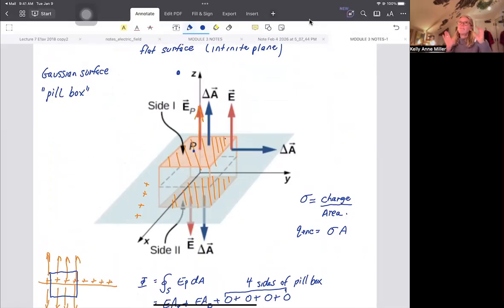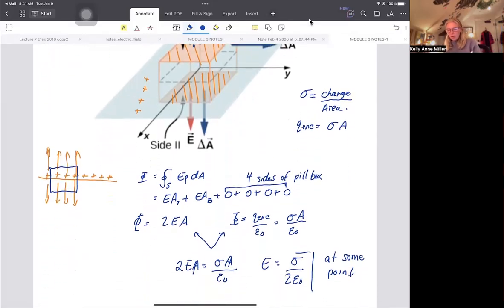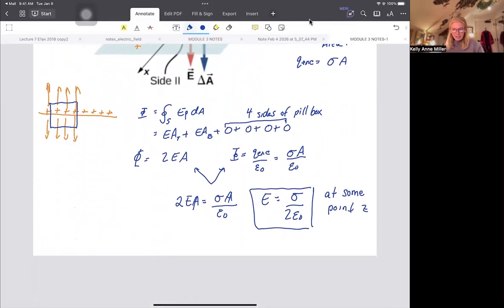We talked a little bit about this in the tutorial last week, but because it's an infinite plane, it doesn't matter how far away from the plane you are in terms of the strength of the E field. You can kind of see that here. There's no Z dependency. So this would be the E field at any point Z above the plane. And I think that's it.